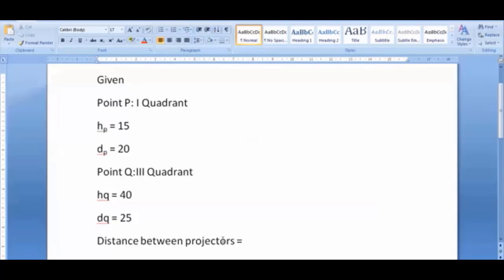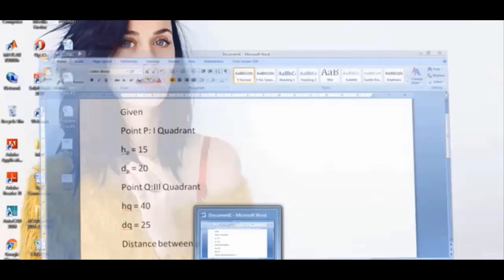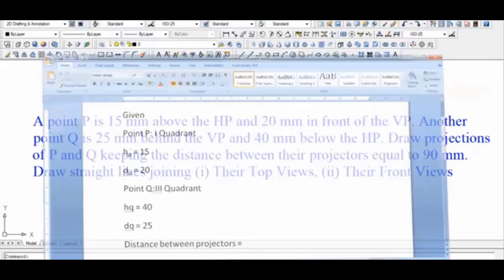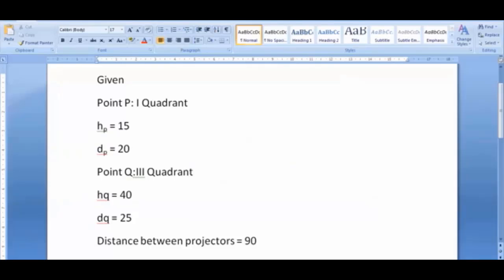Well, that's it. One more thing which is left is keeping the distance between their projectors equal to 90 millimeters. Okay, this is something which we need to incorporate in our drawing, and they have to be separated. The projectors of P and the projector of Q are to be separated by a distance of 90 millimeters. The distance between them is going to be 90. Look guys, make sure that all these distances are in millimeters.